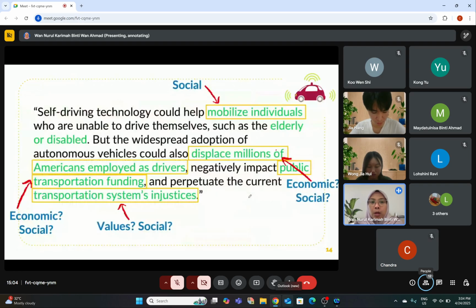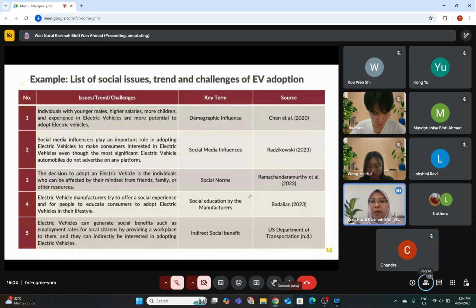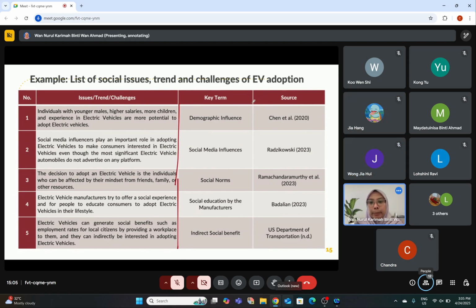Okay, so after you read like 20, 50 articles, 60 or 100 articles, you will finally come up with a list of issues, trends and challenges of a particular technology. And the example that I'm giving here is related to the social factor in STEEPV. Okay, so you have issues, trends and challenges. So you just list all the statements here, and you highlight the key term that can summarize what the statement is about, and then you provide the source.